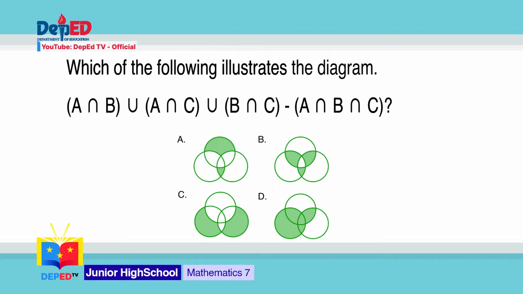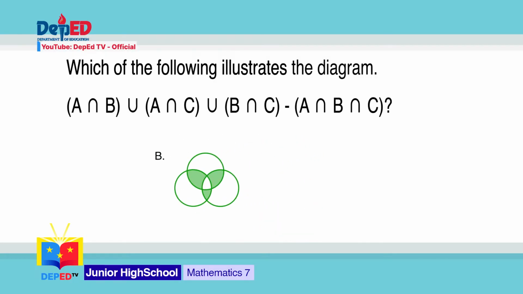Quite a tough question, right? So, what do you think is the answer to this challenging problem? Well, the correct answer is letter B. The diagram we need is the one which shows the relative complement of the union of any of these two sets and the set where they all intersect.